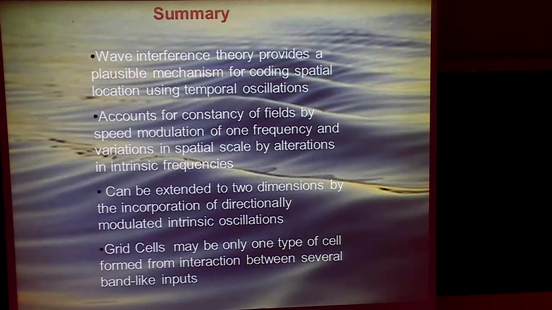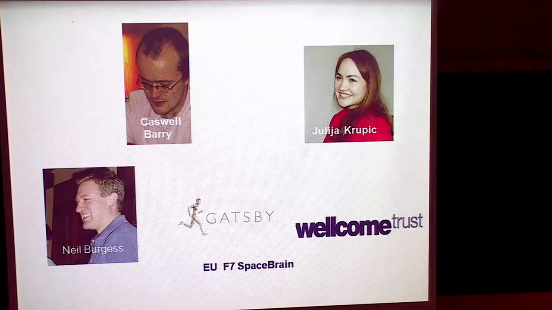And finally, Neil Burgess and Caswell have done most of the computational work. Caswell has done a lot of very nice experimental work on what happens to grid cells in novel environments. He's also looked at the effect of changing the aspect ratio of boxes on the grid structure. And Yulia has also been doing that. And one of the things that she's been showing is that even within a single environment, the scale of the grids can be modified by changing the shape of the box. So we're beginning to appreciate how important the actual shapes of the box are in constructing that grid pattern.